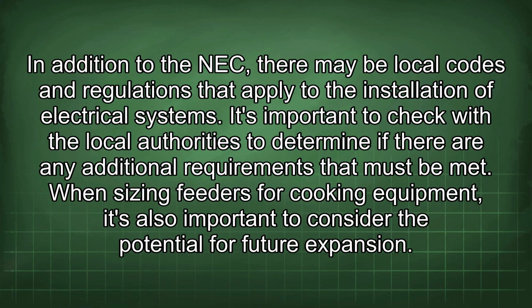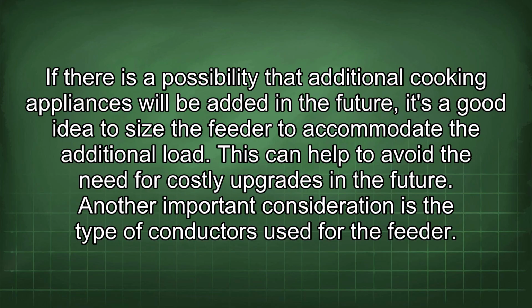In addition to the NEC, there may be local codes and regulations that apply to the installation of electrical systems. It's important to check with the local authorities to determine if there are any additional requirements that must be met. When sizing feeders for cooking equipment, it's also important to consider the potential for future expansion. If there is a possibility that additional cooking appliances will be added in the future, it's a good idea to size the feeder to accommodate the additional load. This can help to avoid the need for costly upgrades in the future.